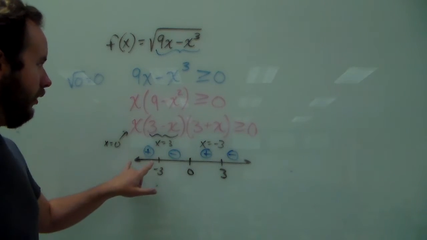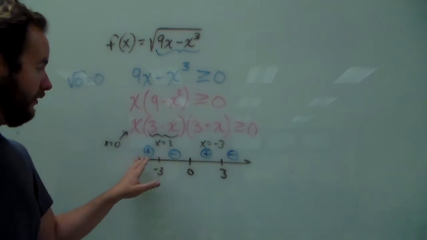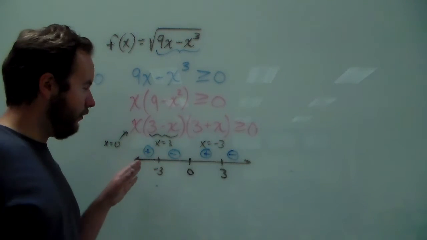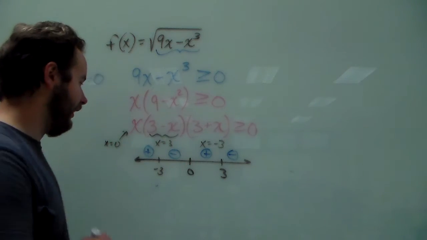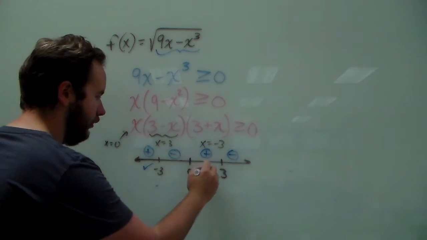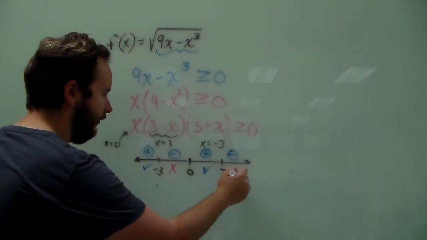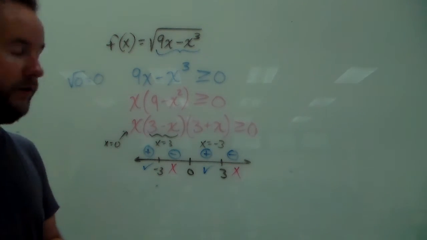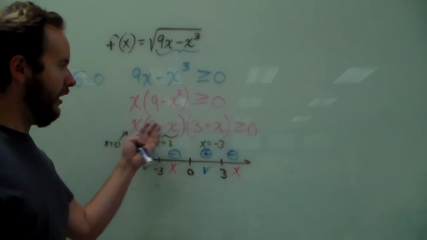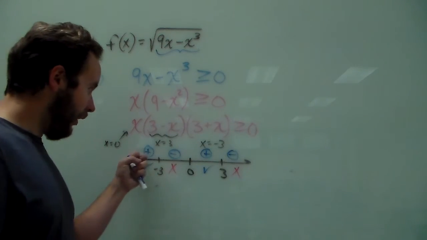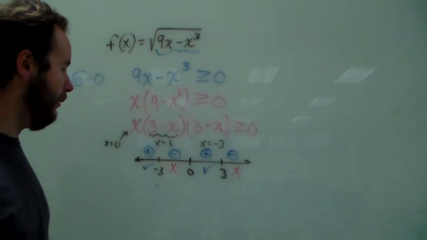Well, we can see that we want this to be positive. In fact, for those of you watching, instead of saying plus, you might want to say a check mark for these, and an X for these. Instead of labeling plus or minus, you might want to label check or X, because when you ask yourself, does it satisfy the criteria? Positive does, because we want it to be a positive number.